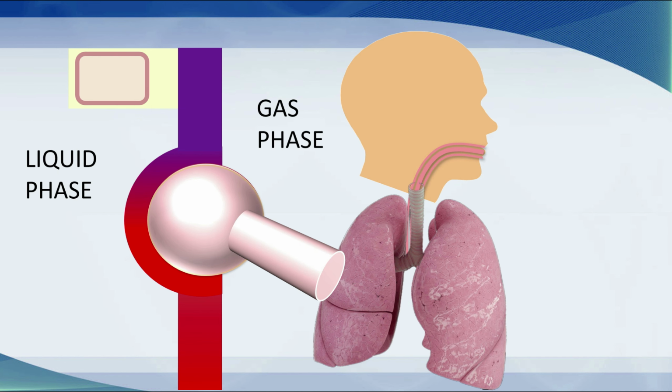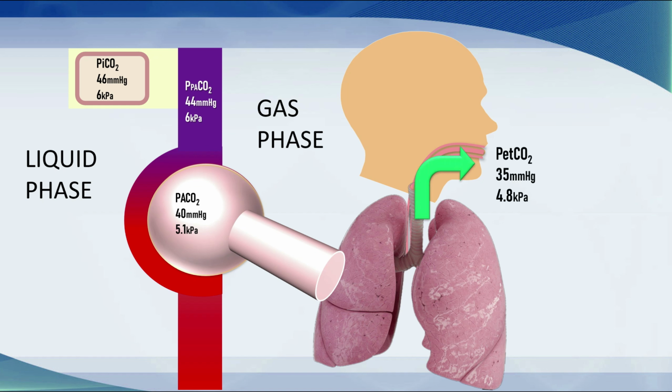Let us now transition to these data and partial pressures of CO2 gas as measured in each of these locations. So we start at the mitochondria, and the intracellular CO2 is about 46 millimeters of mercury, or 6 kilopascals. It's more or less the same in venous blood, about 44 millimeters of mercury, and again about 6 kilopascals. In the alveoli, the partial pressure is 40 millimeters of mercury, or 5.1 kilopascals. And then in expired gas, it's about 35 to 38 millimeters of mercury, or 4.8 kilopascals.